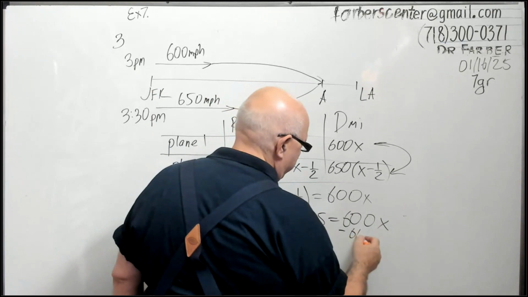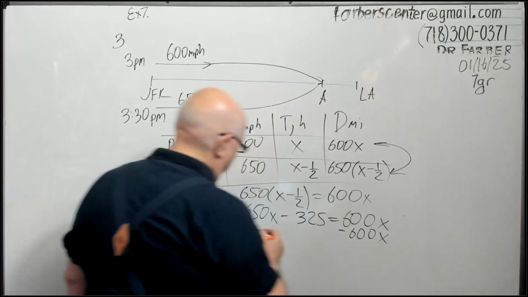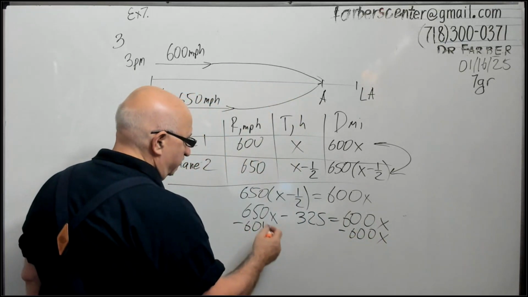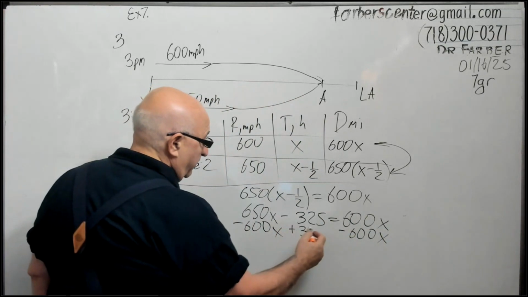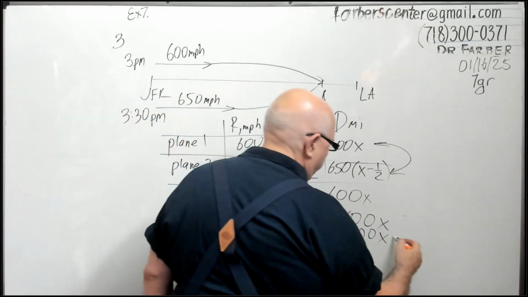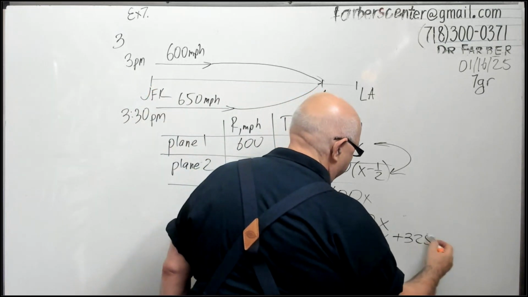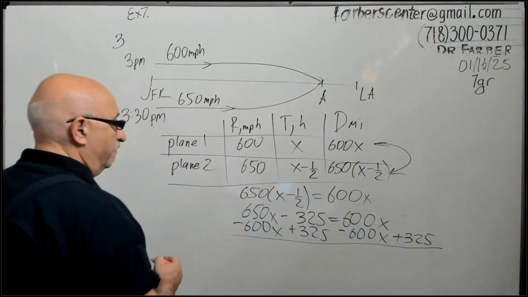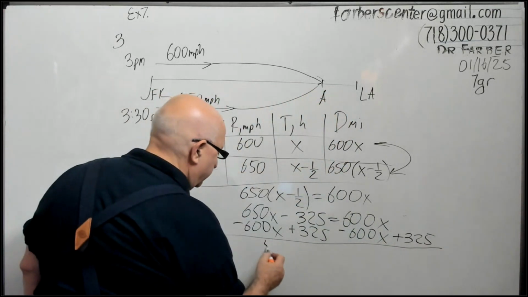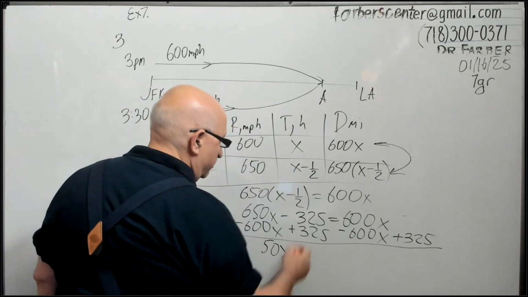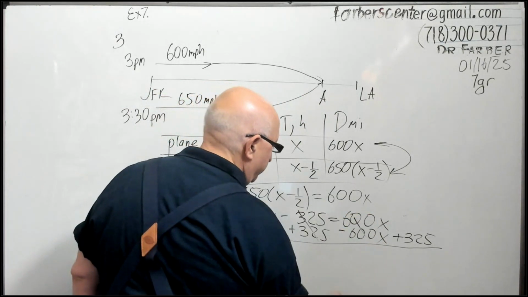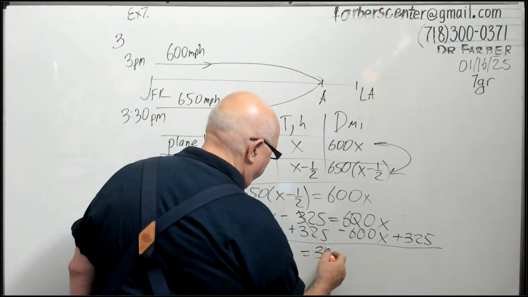Minus 600x, minus 600x, plus 325, plus 325. 50x, cancel, cancel, equals 325.